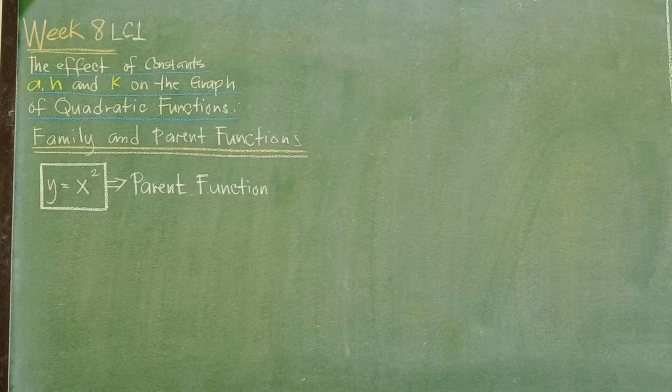Nakalagay yun sa may module 1 ninyo na a quadratic function is in the form of ax squared plus bx plus c, wherein a cannot be equal to 0. So yung a hindi pwede maging 0.